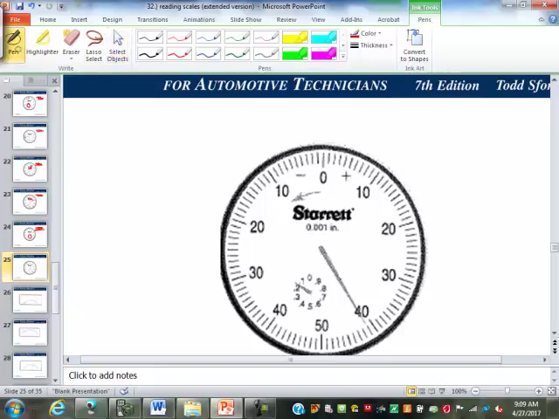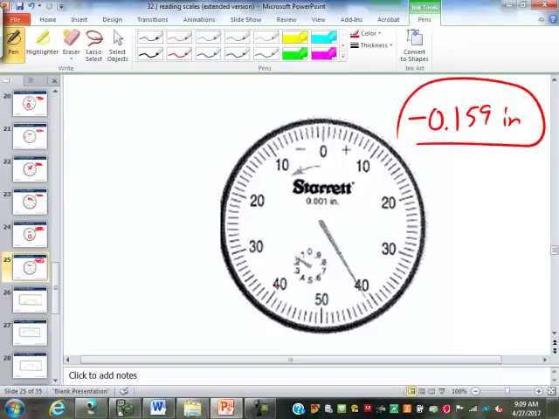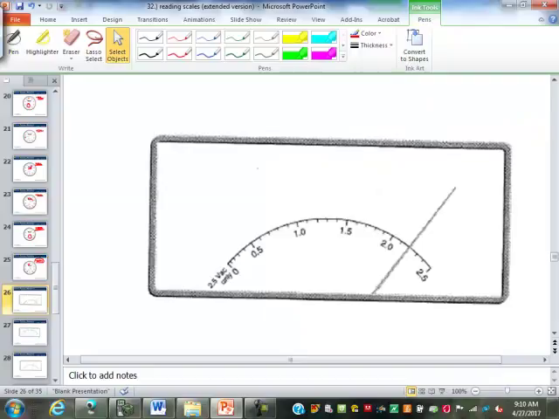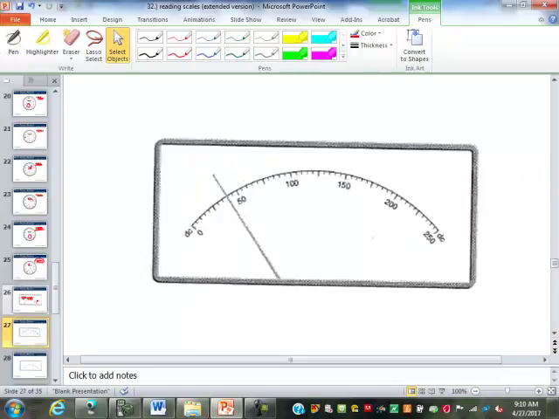How about this one? This is a negative 0.159. It's 40. We're going this way. So 40, 50, 59. Hey, look at this one. 1.5, 2.0, 2.5. So I've got 2.5 minus 2.0, which gives me 0.5. And that's 1, 2, 3, 4, 5 marks. Right? So that's 0.1 per mark. 2.2.